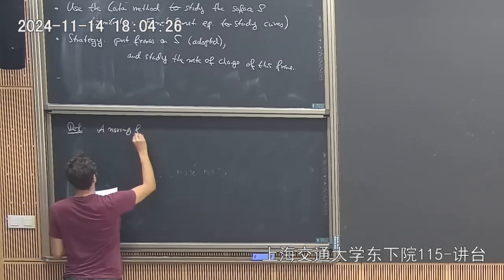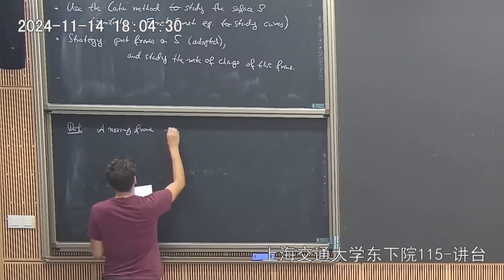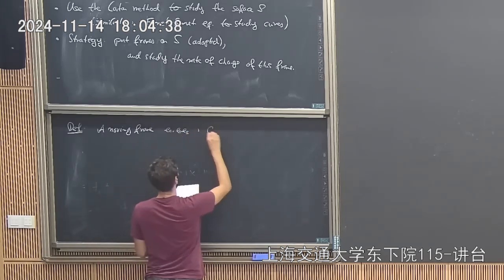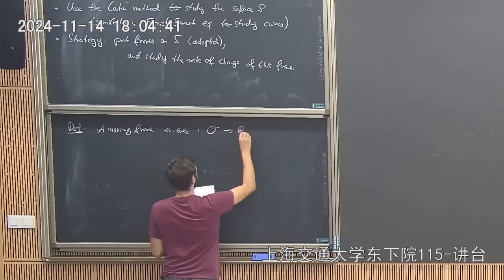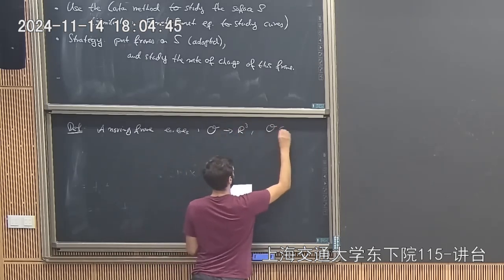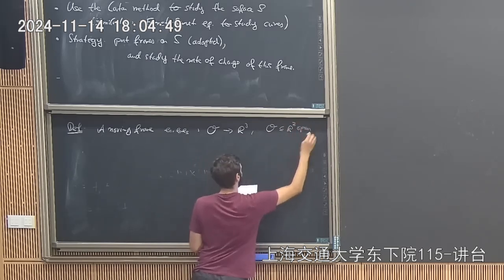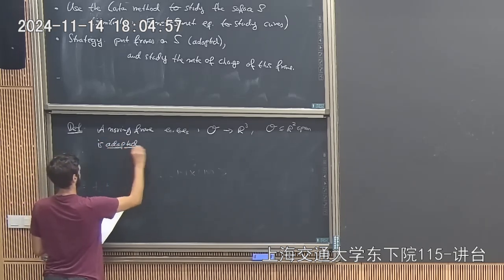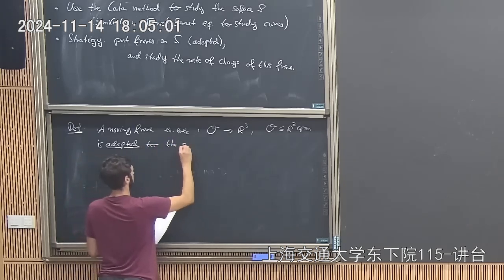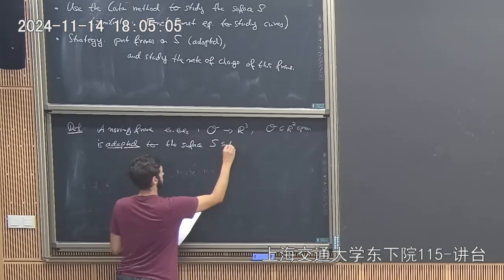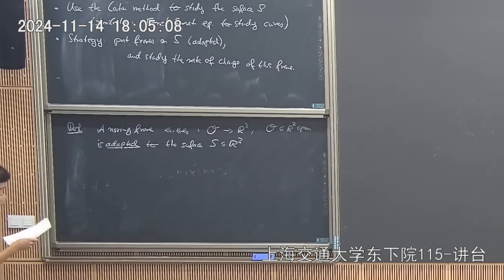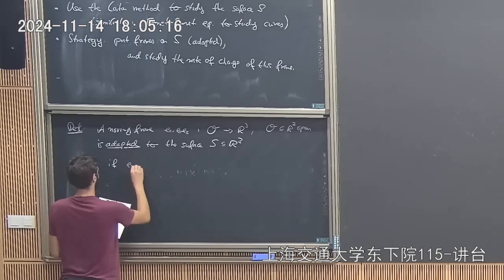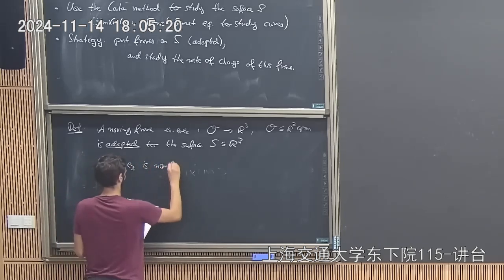A moving frame, which is defined on some open subset of R3, is adapted to the surface, which you also consider as a subset of R3, if E3 is normal to S.